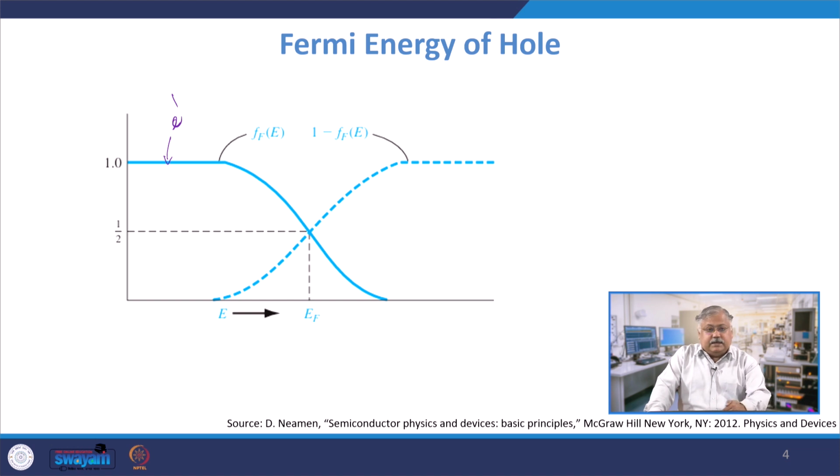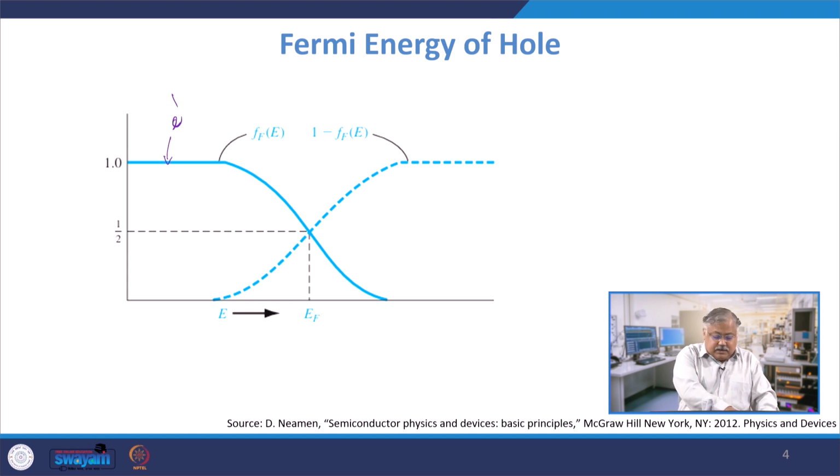That is the reason you see these are not perfectly square shaped, but there is a bit of regular change in the value of the Fermi potential. Now if you see this plot, it tells me that the dotted one, 1 minus f of E, will be just antisymmetrical of f of E.